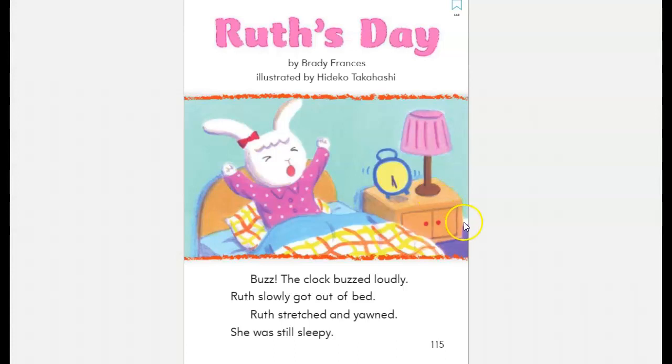Let's begin reading our story. As we're reading, we will see words with our suffix endings ly, ful, and full. Read along and follow with me at home. Ruth's Day.